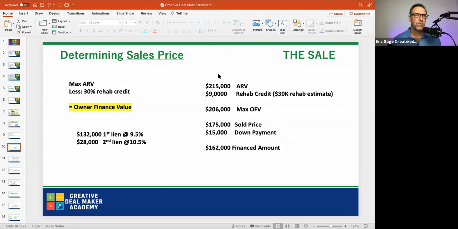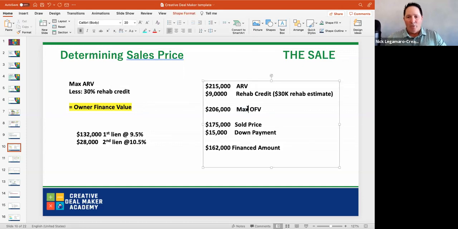Nick, real quick, the 30% discount, you're just giving the buyer a discount basically off the labor. Well, that's what I'm going to show right here. Instead of selling this at 215, I'm going to give them a discount of $9,000 and sell them at this owner finance value of 206. That would be the number, right? So remember these numbers when I go back. That would be the number, $206,000.